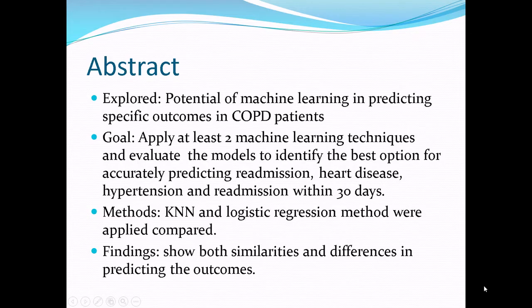In this presentation, we have explored the potential of machine learning in predicting specific outcomes in COPD patients. The goal is to apply at least two machine learning techniques to identify the best option for accuracy prediction of readmission, heart disease, hypertension, and readmission within 30 days. We have used KNN and logistic regression methods to achieve this goal, and towards the end we will discuss the similarities and differences between using these two models.